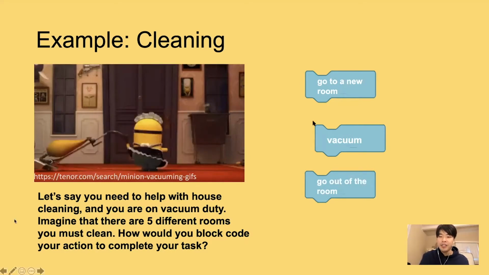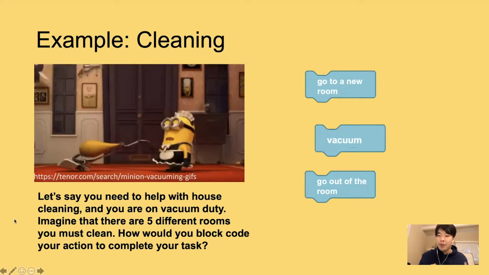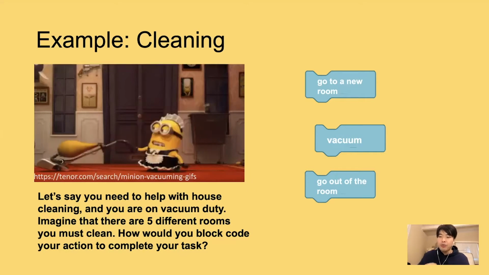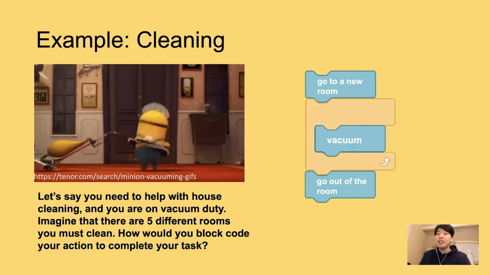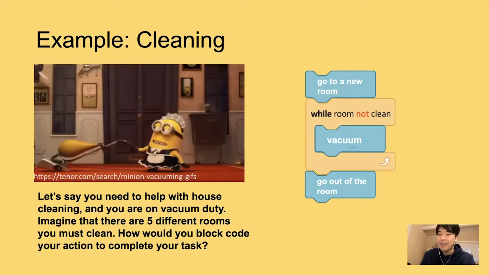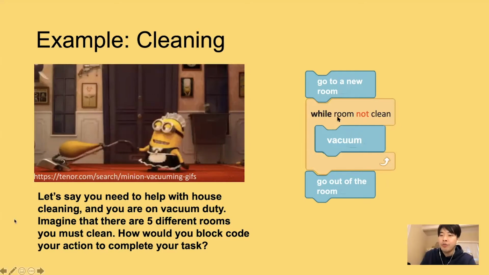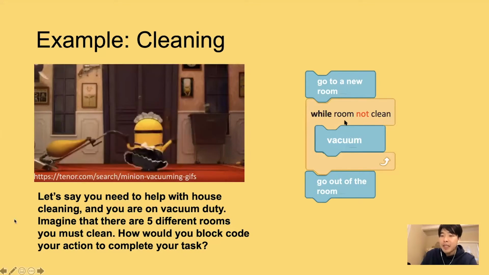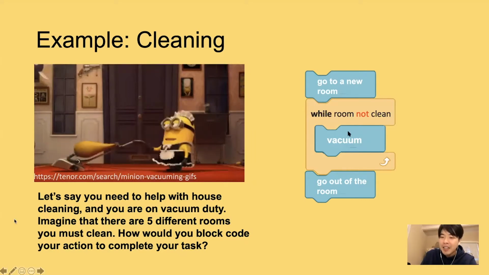First, this vacuum process has to be done not just one time, but repeated. But you don't really know how many times you have to vacuum. So we can make a loop here, not a counting loop but maybe a conditional loop: while the room is not clean, repeat this action. Because if the room is clean, why vacuum, right? So this will repeat until the room is clean, and when the room is clean, it will get out of the loop and go to another room.